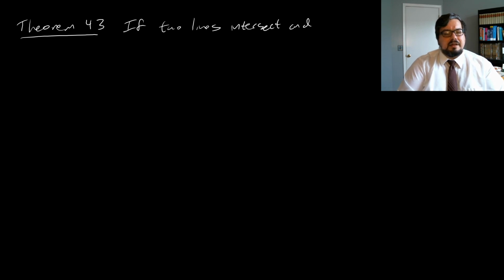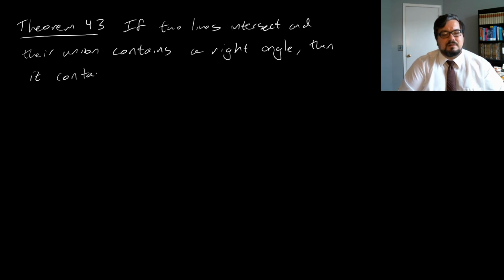All right, let's look at theorem 43, which says that if two lines intersect and their union contains a right angle, then it contains 4 right angles.